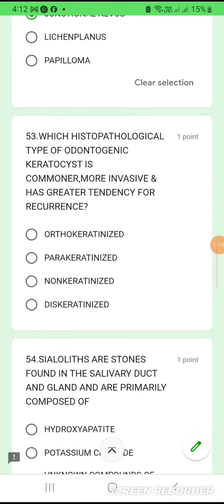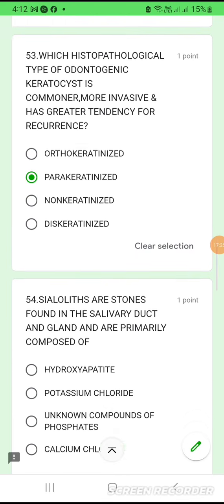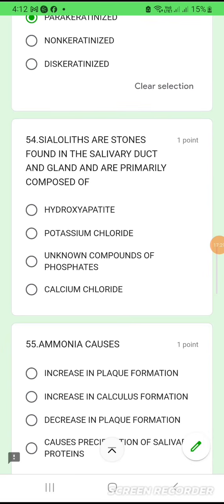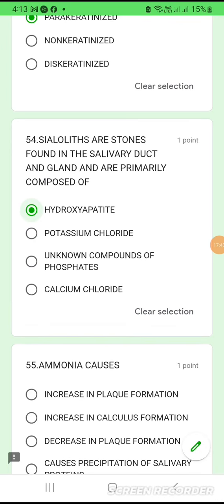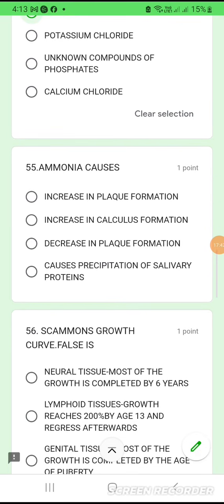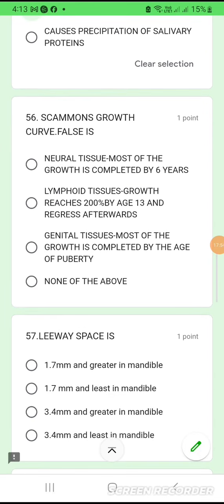53. Which histopathological type of odontogenic keratocyst is commoner, more invasive and has greater tendency for recurrence? Always a parakeratinized OKC has more tendency for recurrence. 54. Sialoliths, stones found in the salivary duct and gland, are primarily composed of what? They are mainly composed of hydroxyapatite. Option A. 55. Ammonia will cause what: decrease the plaque, increase the plaque or increase the calculus? Option C is the answer. Ammonia will decrease the plaque formation.